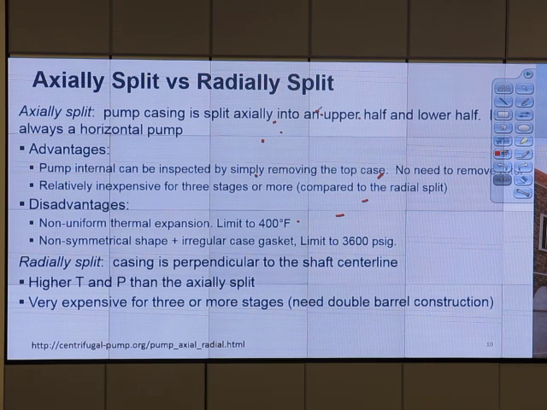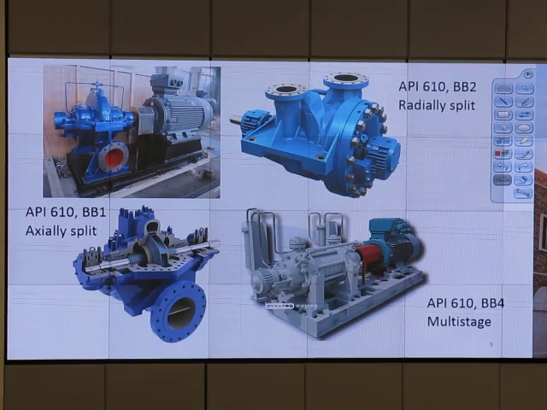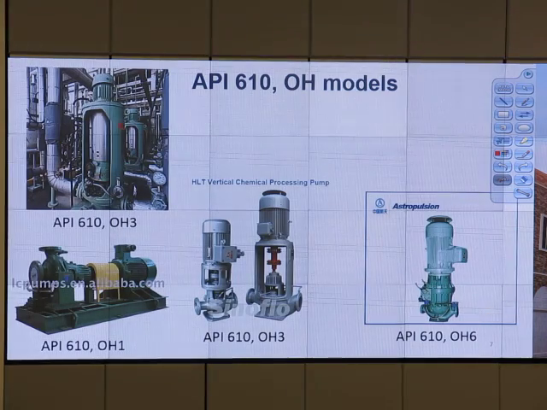And you have more uniform thermal expansion. So a radially split pump can work with more temperature without the problem of non-uniform thermal expansion. Good? Okay, that's the message. It's very expensive for 3 or more stages. So the axially split is cheaper. Okay, that's the pump. And you should see more pictures of the pump.